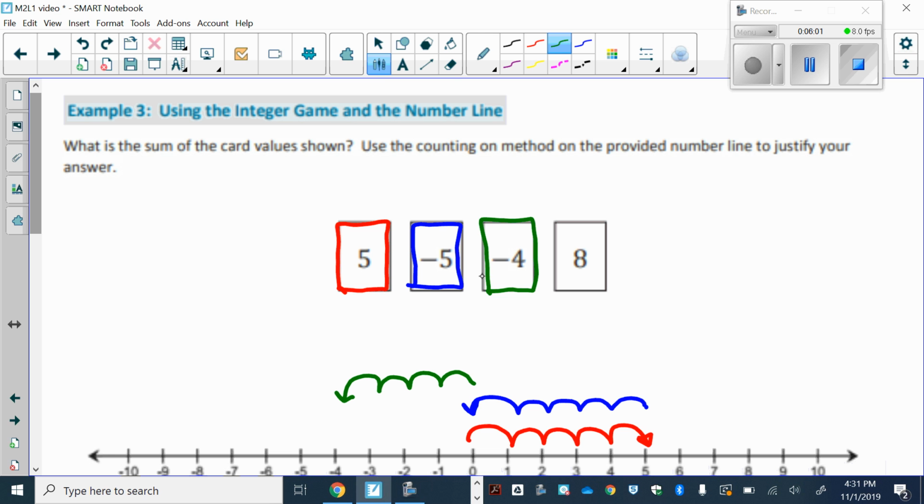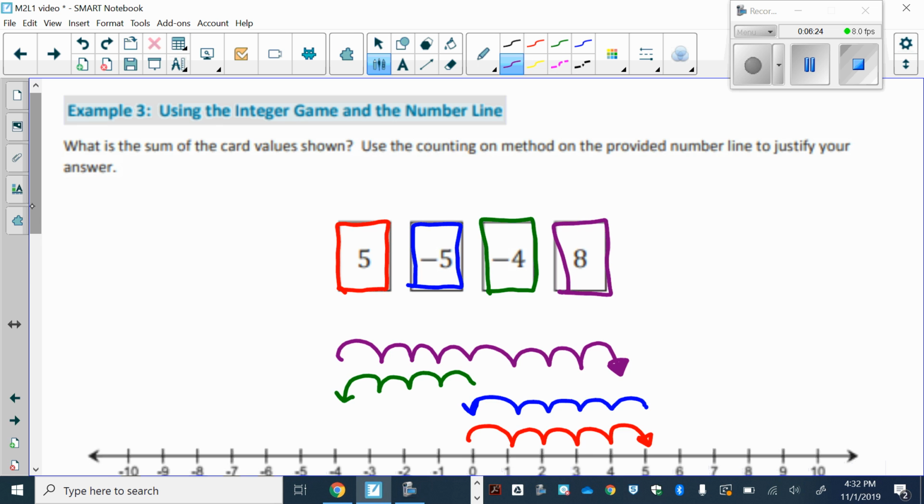I then have a positive 8. Positive means move to the right. So I start where I landed, and I move to the right 8. 1, 2, 3, 4, 5, 6, 7, 8. Don't forget your arrowheads. You need to know which way you're moving.